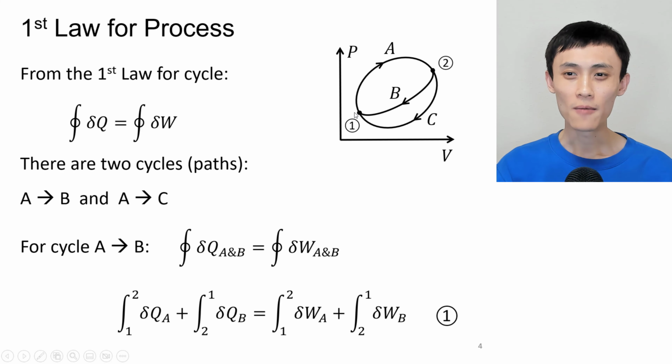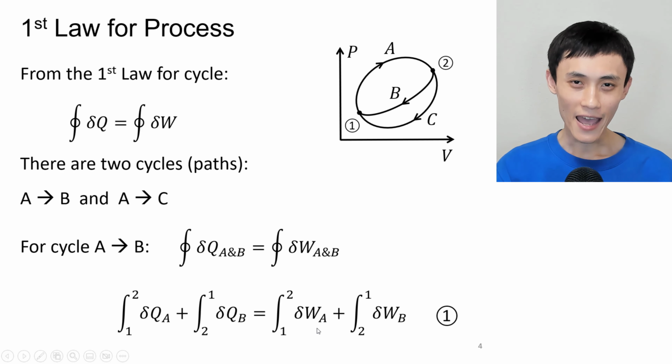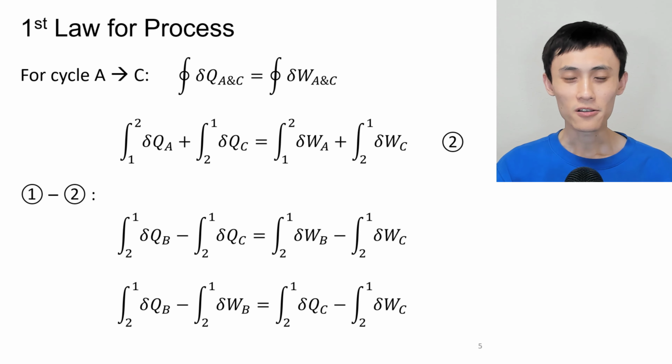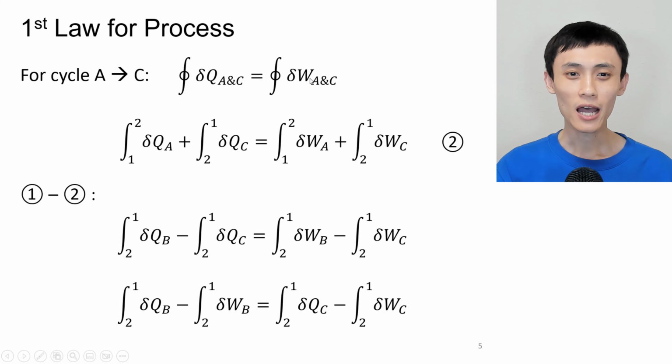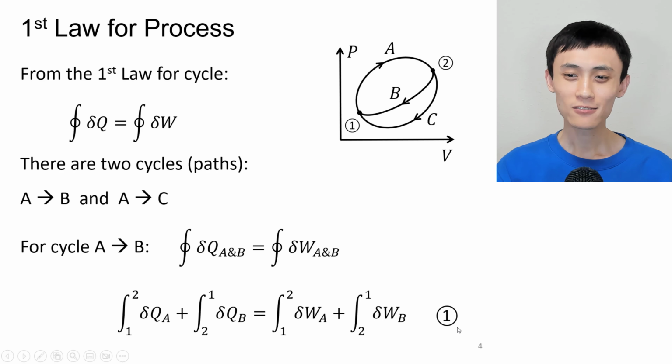So if we go from A to B, then it's going to be heat transfer equals to the work. The heat transfer of the process A plus the heat transfer of process B then equals to the work of A plus the work of B. Then similar thing for A and C, then heat transfer equals to the work. Then the heat transfer of process A plus the heat transfer of process C then equals to the work of A plus the work of C. Then we have two formulas.